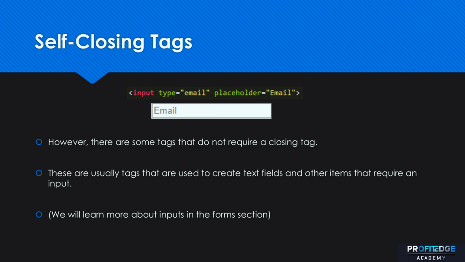But see, it does not require a closing tag, yet it still creates an email box, and it doesn't even require anything in between. So this only requires one tag. As you can see, there's no closing tag, and there are some attributes in the middle that tell the email tag what to do. So here's a little example of how self-closing tags or normal tags appear on the website.